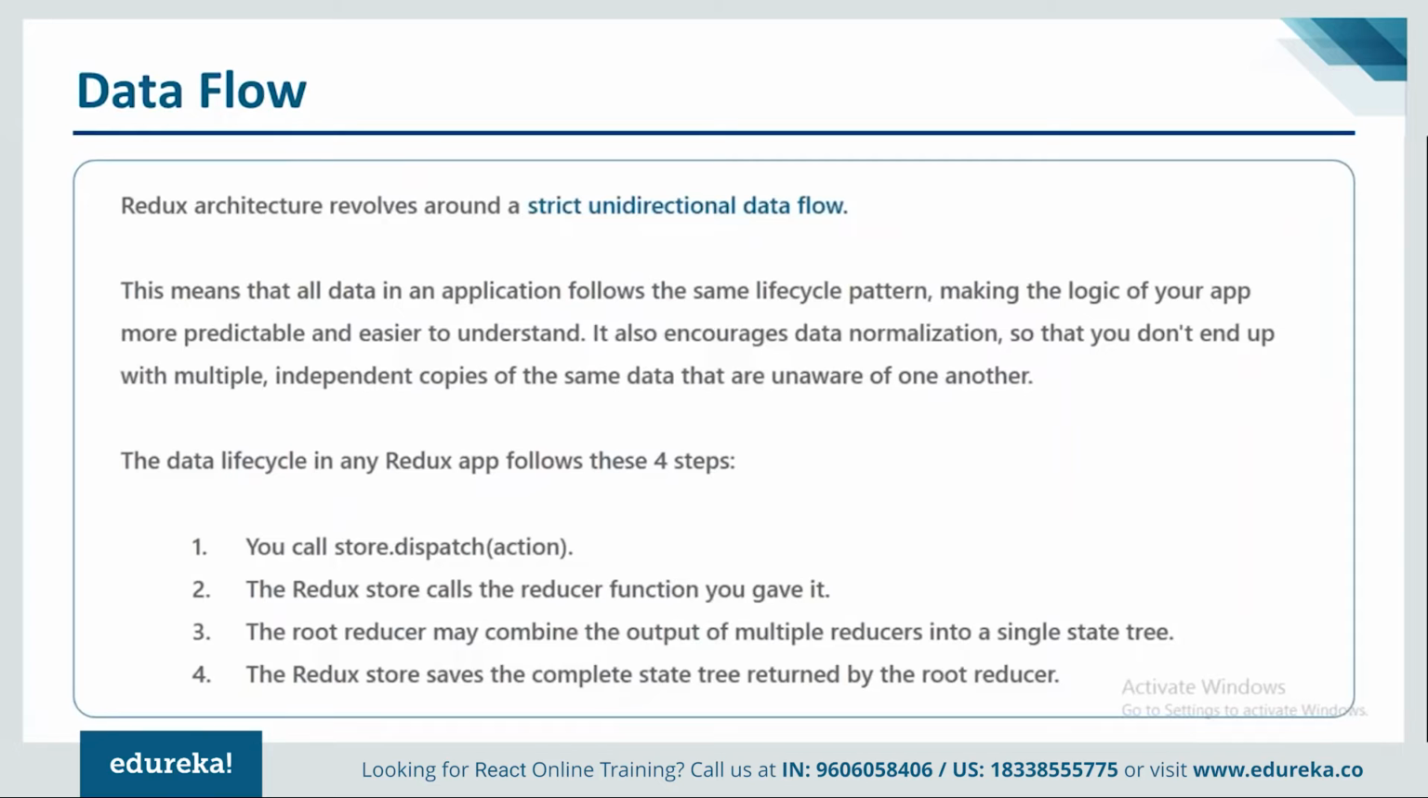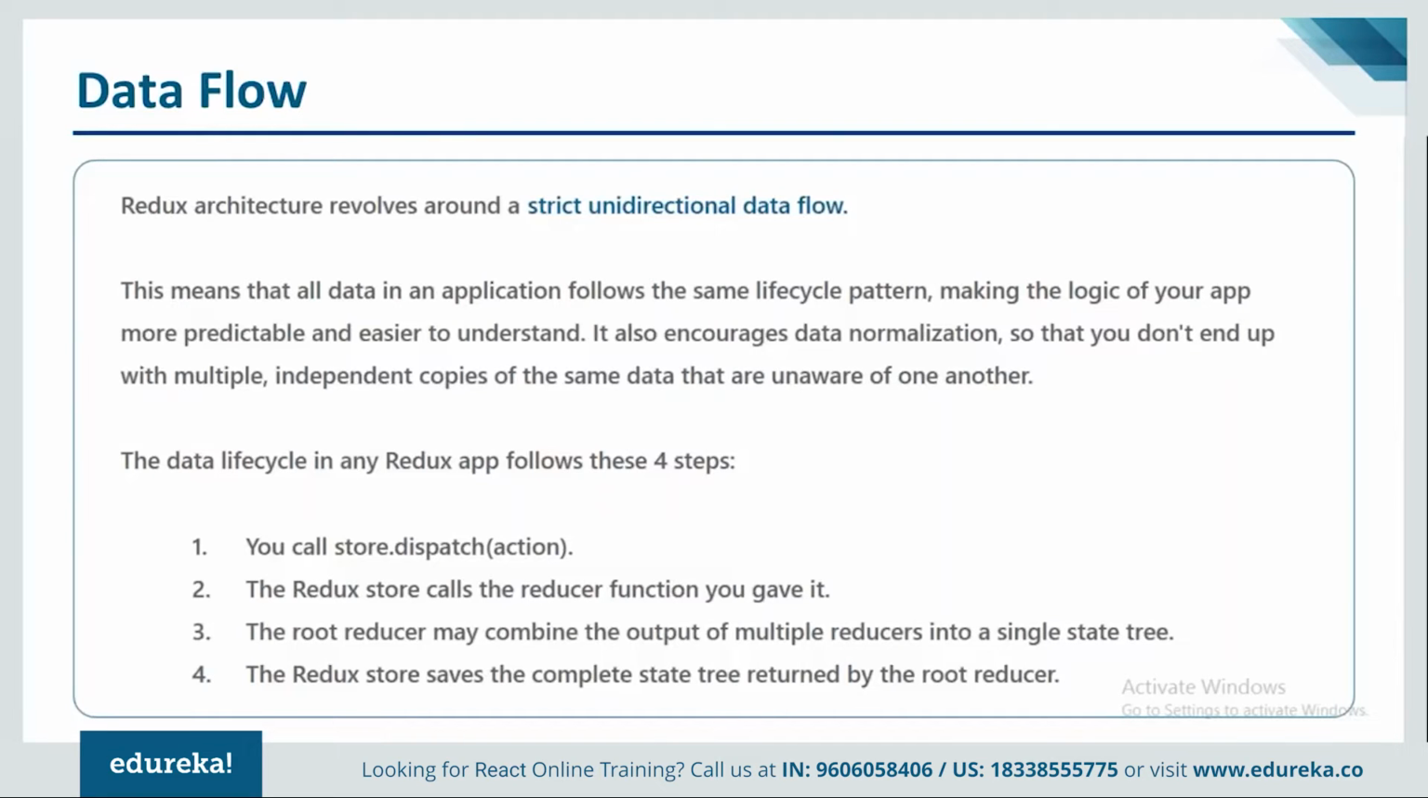If I talk about Redux architecture, as I mentioned, it revolves around a strict unidirectional data flow. So the data lifecycle in any Redux application basically follows 4 steps. As you can see on the screen, these are the 4 steps and they happen in this order only. Which means that data in an application follows the same lifecycle pattern, making the logic of your app more predictable and easier to understand. So what are these 4 steps? The first step is that you call store.dispatch(action). The second step is the Redux store calls the reducer function you gave it.